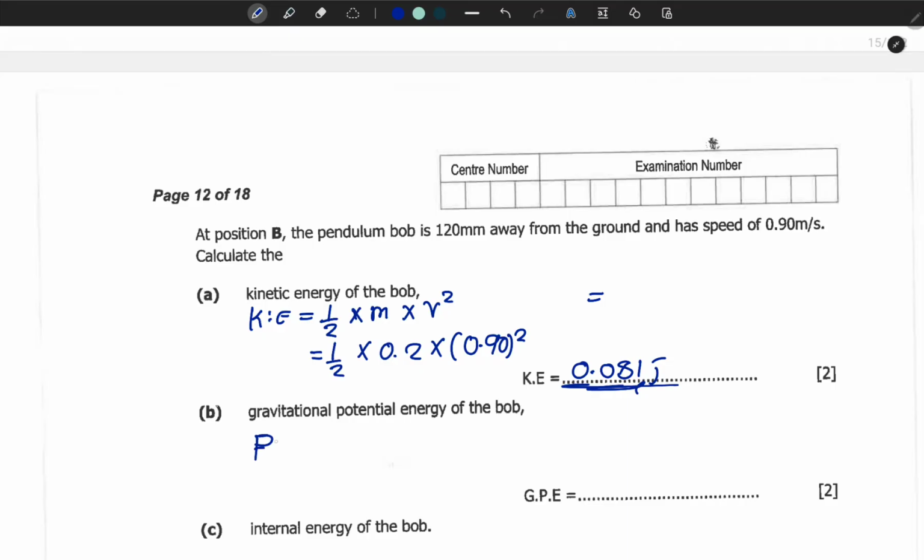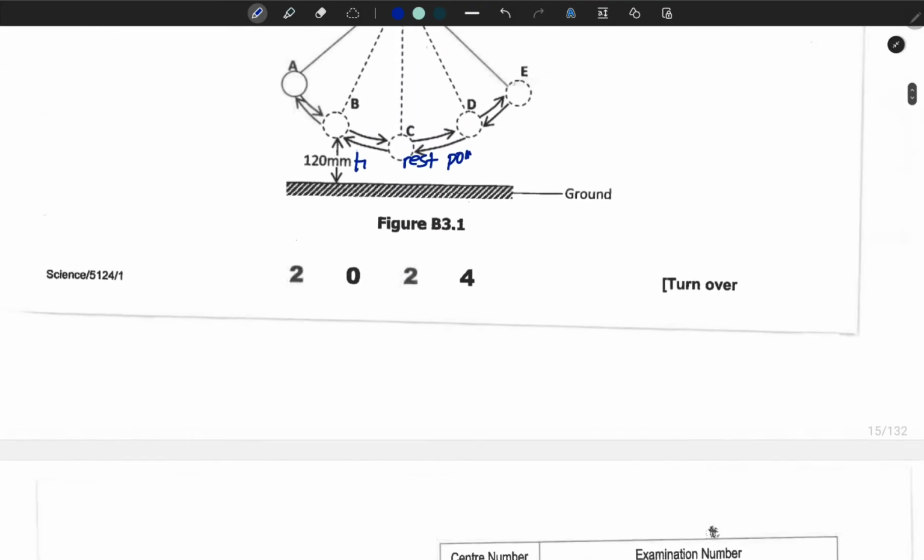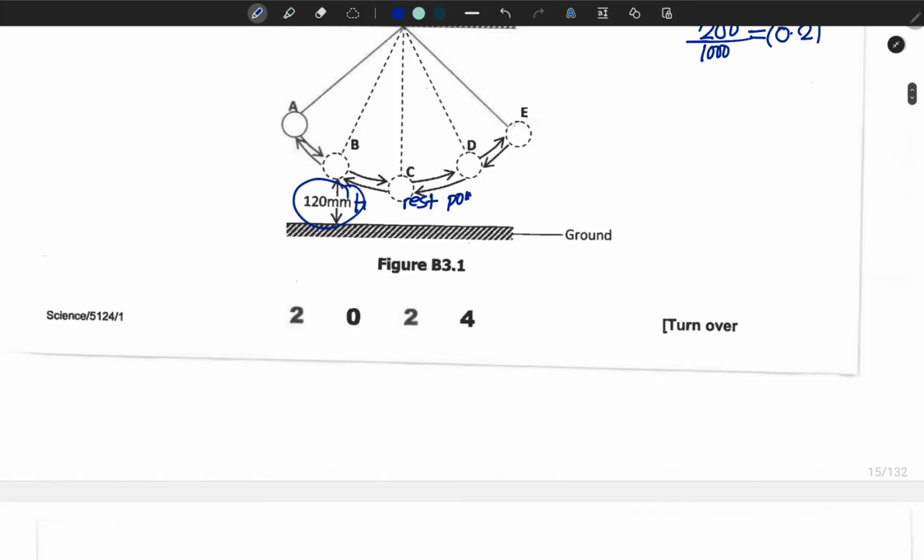Then for question B, we just need the gravitational potential energy of the bob. So potential energy is equal to mass multiplied by g times height. The mass is still the same, 0.2. Gravity is 10. What of the height? The height is 120 millimeters, so we need to change into meters. We know that 1 meter is equal to 1000 millimeters. So I'm going to put my 120 millimeters here.